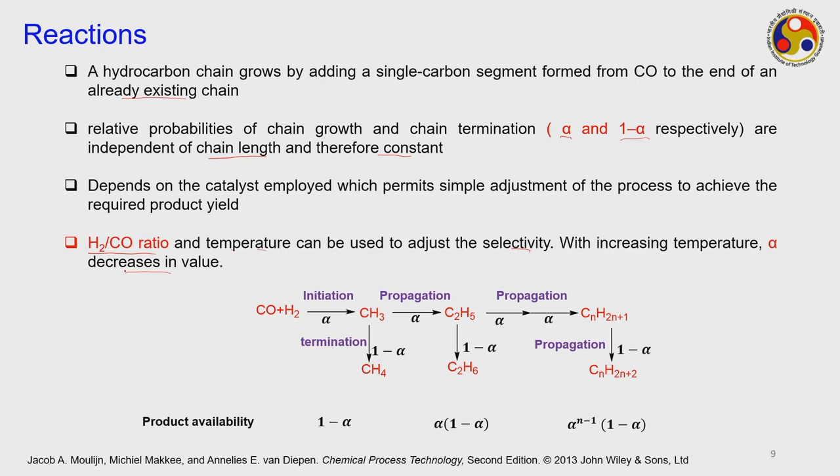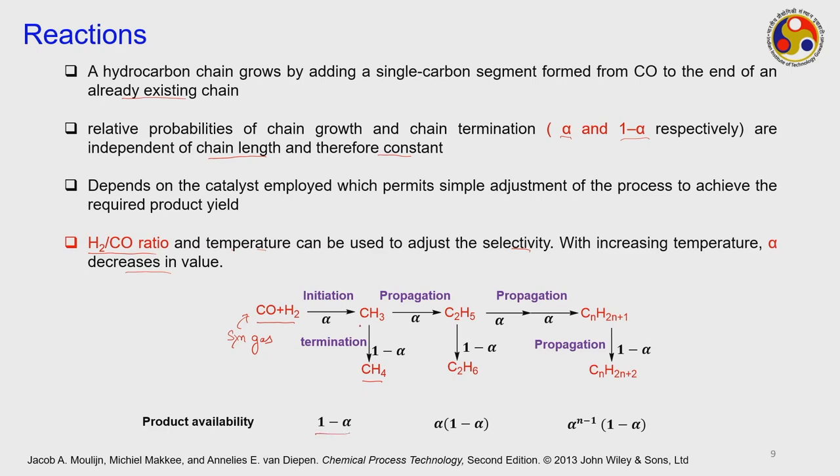If your starting component is syngas, what is the product which is possible? Now, you have alpha, that is the chain propagation. So, what happens? Hydrogen gets attached to the carbon, so it is CH3 formation. Now, if you want to terminate this, the termination rate is 1 minus alpha. So, you get methane as a desirable product. The probability of the formation of methane is 1 minus alpha.